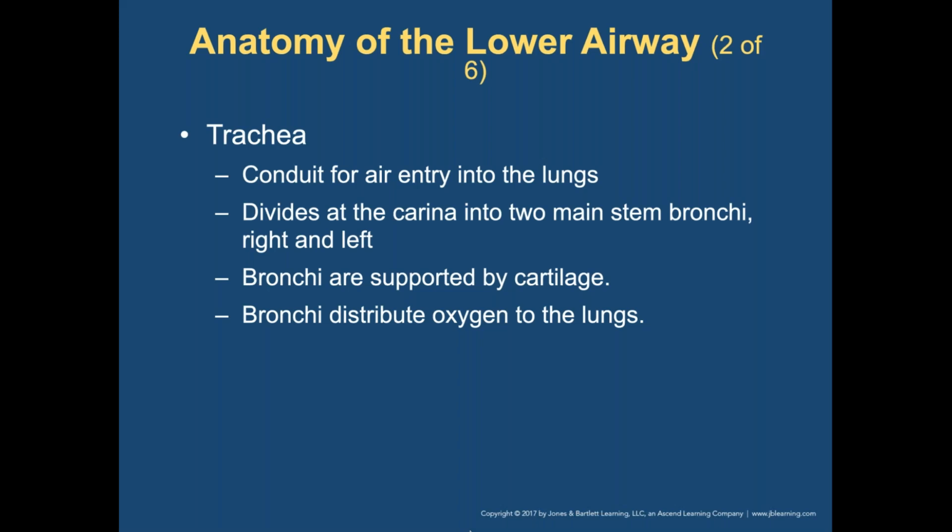Your trachea is your windpipe. This is the conduit for air entering the lungs, and it goes all the way down. It starts at the cricoid and it goes down to what we call the carina, which is where the fork in the road is. Then you have, like I said, your right main stem bronchi and your left main stem bronchi.